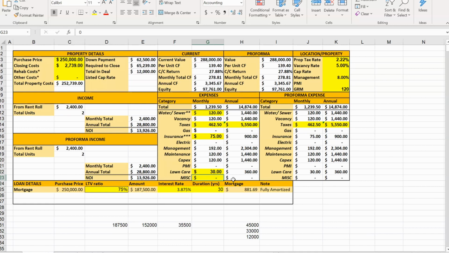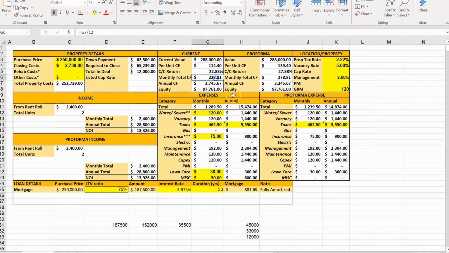So $2,400 divided by 2 is $1,200 release fee. And if both units open up every, let's say, 2 years, that means we're spending $600 a year in release fees. Divided by 12 is $50 a month. So we can throw that down here for release fees.